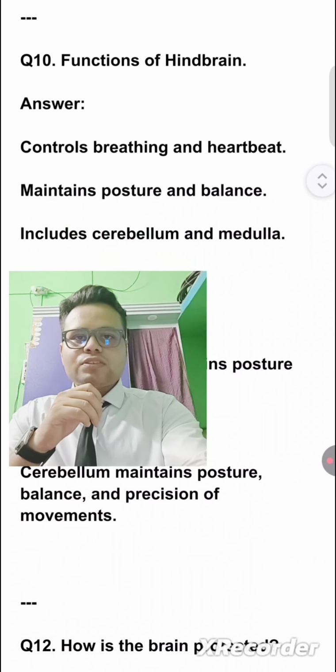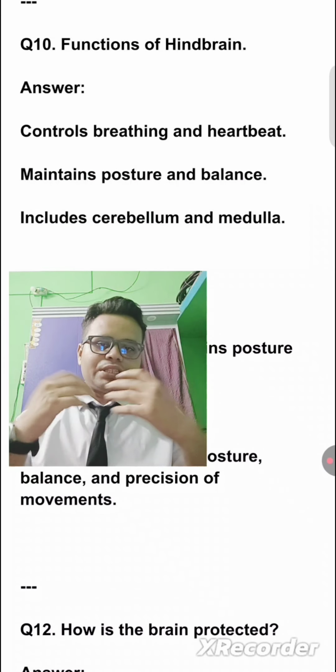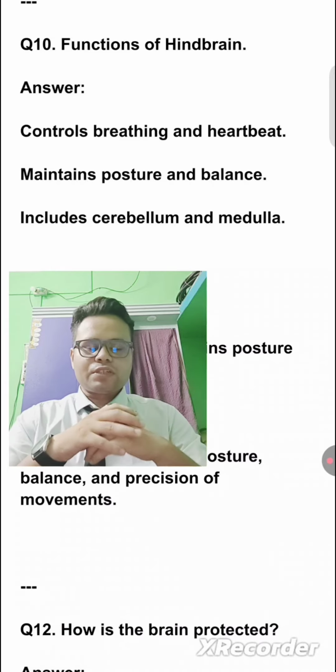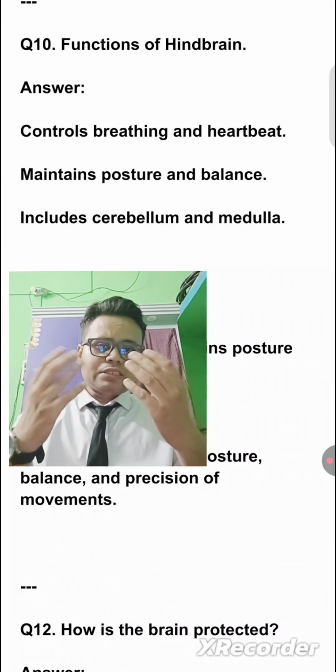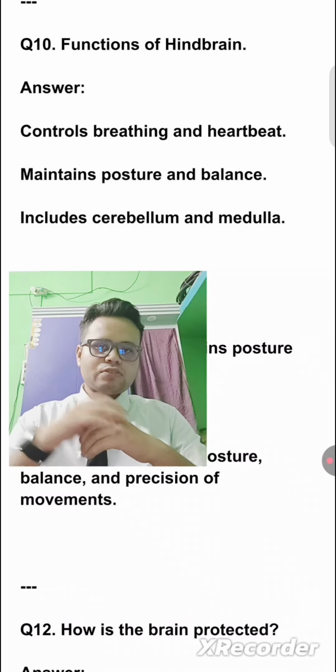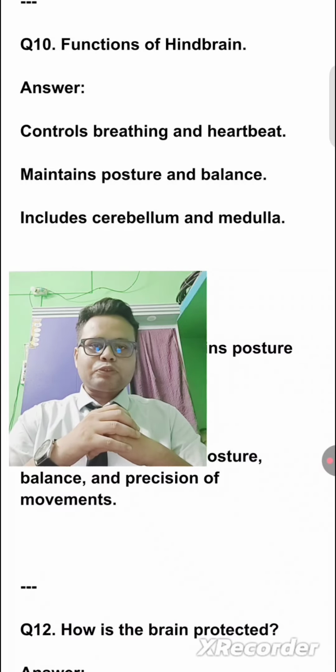After that, the function of the hindbrain: it controls breathing and the heartbeat. Second, it maintains posture and balance. That is the work of the hindbrain.